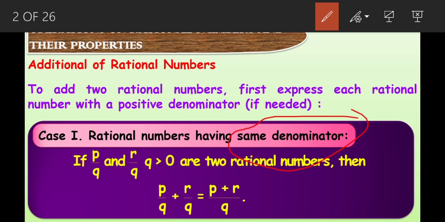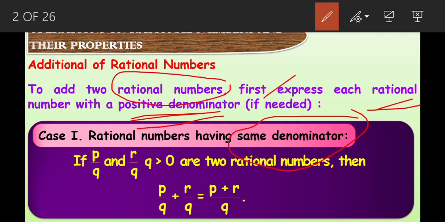But before adding any two rational numbers, we have to check one thing. That is, each rational number should exist with a positive denominator. If it is with a positive denominator, then it will be easy for us while taking LCM or while simplification. So if needed, for rational numbers, we have to check whether the denominator is positive or not. If it is negative, we have to take it to the numerator part. That we have to do.